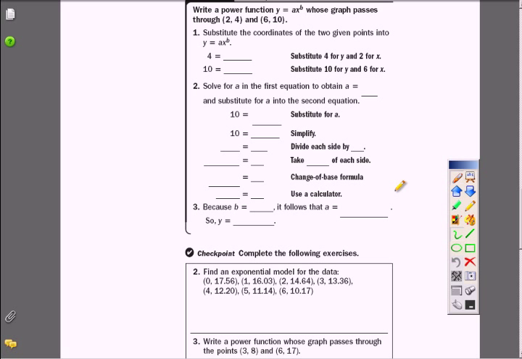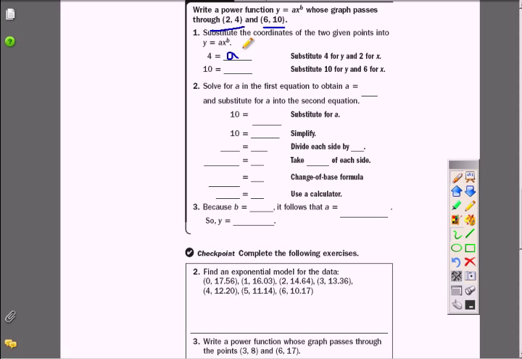In example 3, it says write a power function of y equals ax to the b, whose graph passes through this point and this point. I know some of you smart ones right now are saying, "Ooh, Mr. Emion, I think I saw a power function on the graphing calculator. Can I just do it on the graphing calculator?" Yes, you can, but I'm going to show you how to do it by hand once again, because I want to make sure that we're all on board.